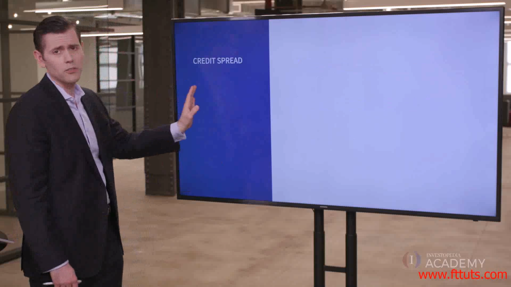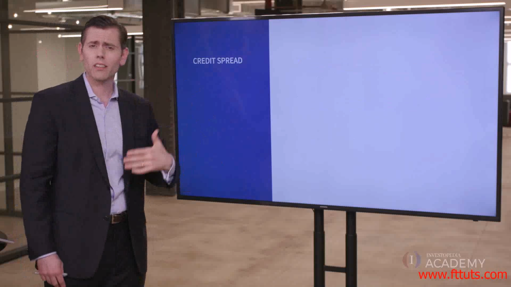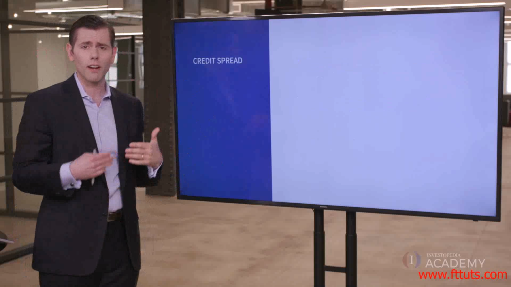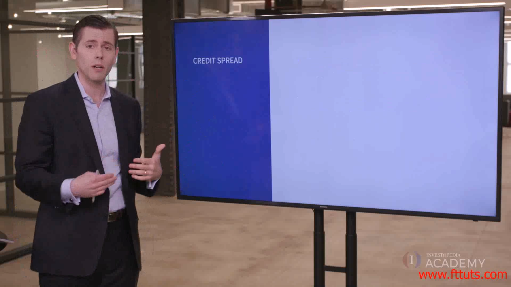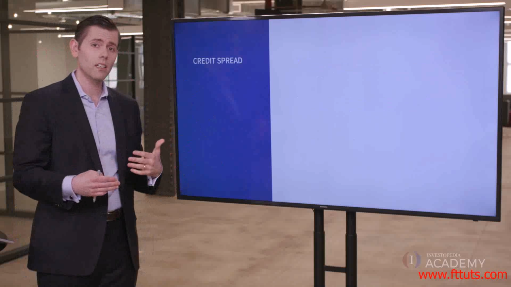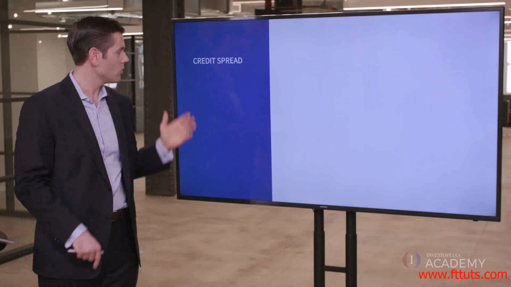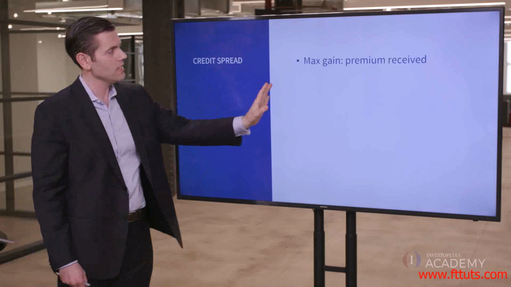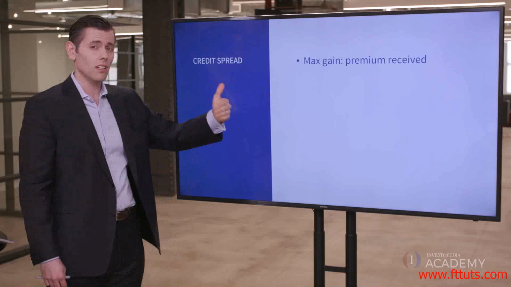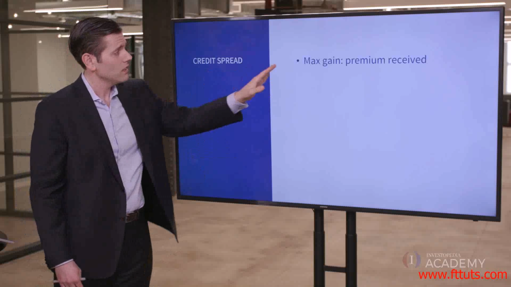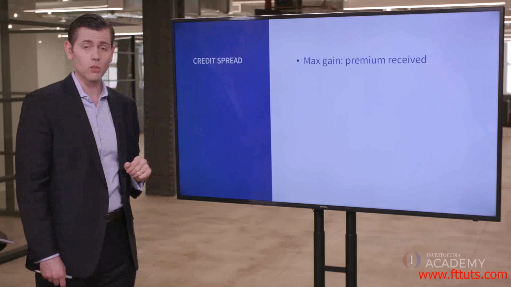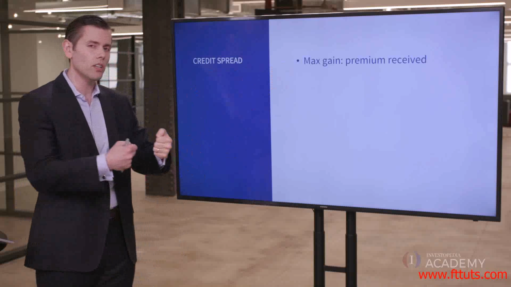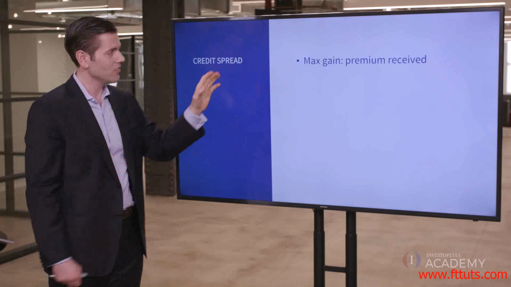Now let's talk about credit spreads. For a credit spread, I want you to think, my account is credited, so therefore I'm receiving money. To receive money, you have to sell the spread. So credit spread, think sell the spread. Now your max gain, just like if you were to sell a single leg option, is the premium received. If you sell a spread, the amount that goes into your account is the max that you can gain.